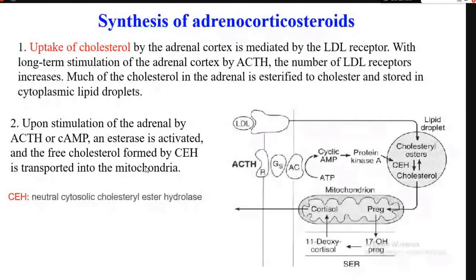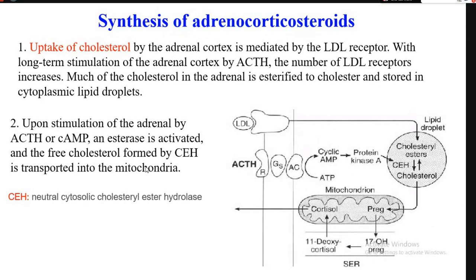Now I am coming to the synthesis. Sometimes it is asked, and many times it has been asked in the university question also. Steroid synthesis occurs in both mitochondria and cytosol. I am giving you the hint: steroid synthesis occurs both in mitochondria and cytosol.